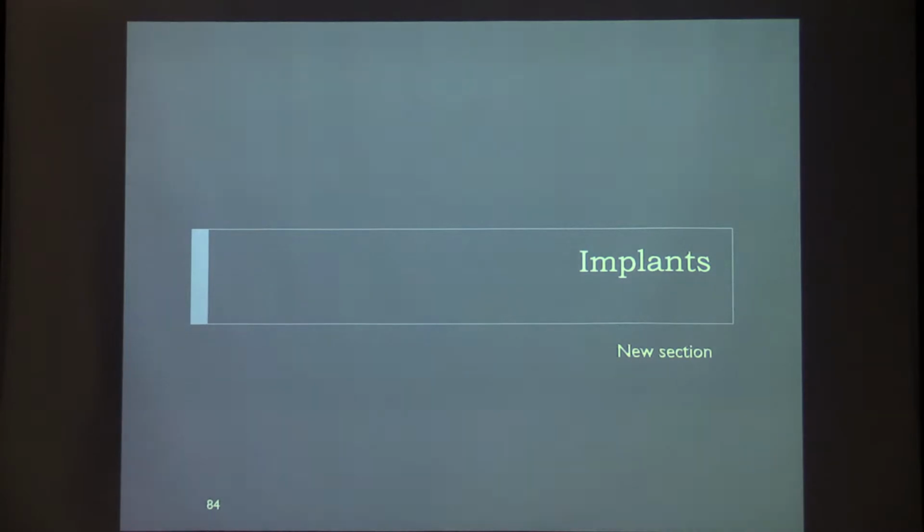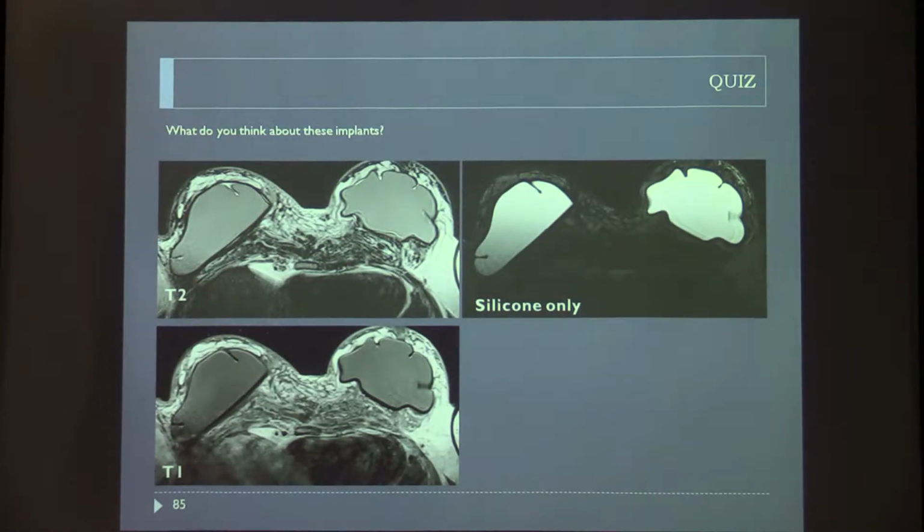Implant is also a new section. Now we have to describe the implant. Just one piece of information: we do not have to classify the implant. If there is a rupture of the implant, you don't classify that as BI-RADS 4. It's not breast, this is something else. So you have to say the breast is normal, BI-RADS 2, but there is also a rupture of this implant.